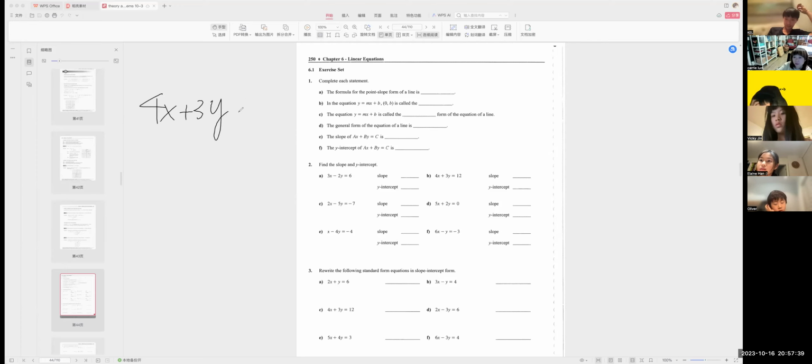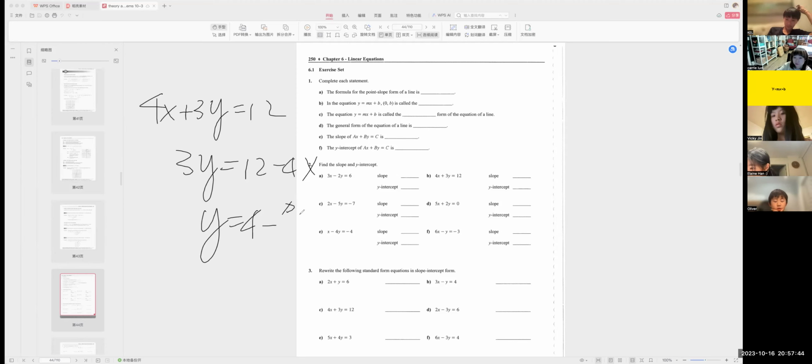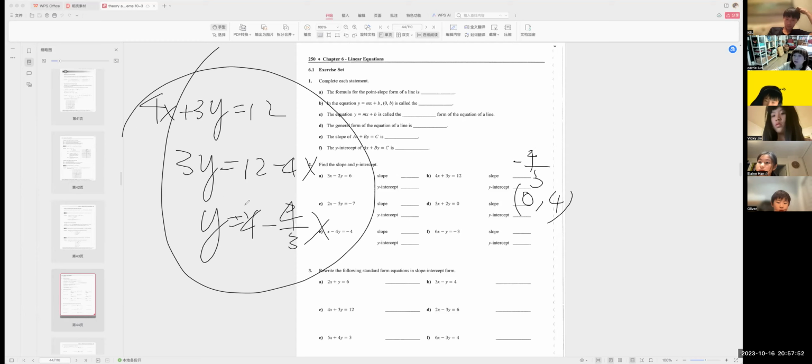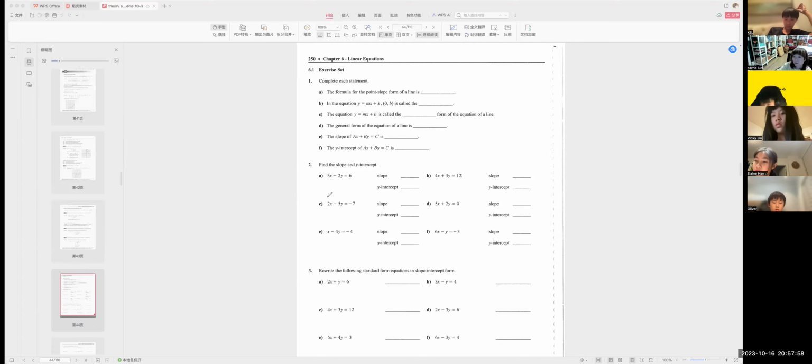For deriving: 4x plus 3y equals 12, so 3y equals 12 minus 4x, and y equals 4 minus 4 over 3 x. So the slope equals negative 4 over 3, and the y intersection is (0, 4). This is derived step by step. Or you can memorize the formula: a, b, c. The slope is negative a over b, which is negative 2 over 5. The y intercept is c over b, which is negative 7 over negative 5, equals 7 over 5. That comes out immediately too.